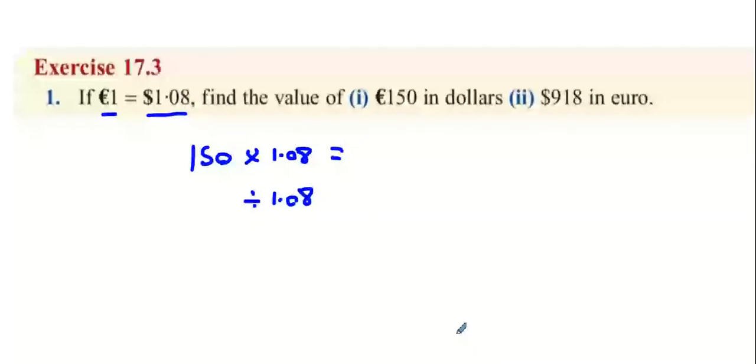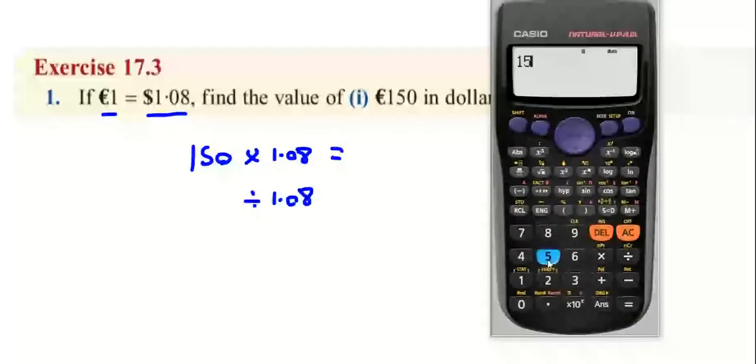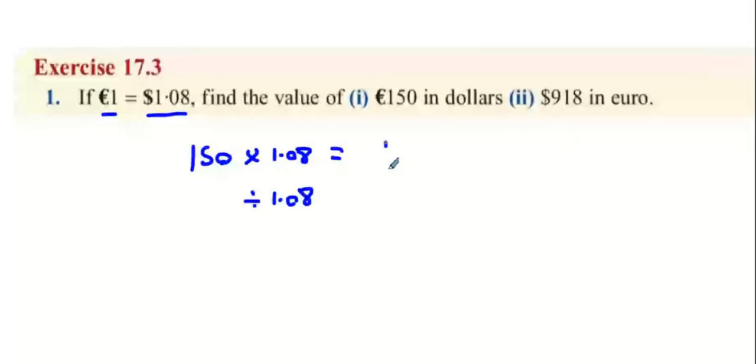So when you multiply 150 by 1.08, you get a bigger number, which is what you're expecting because dollars is the bigger number, so $162. Well, if you divided, you would have got a smaller number. So that's how you figure out the answer to part one.